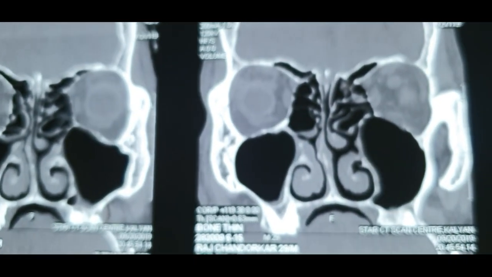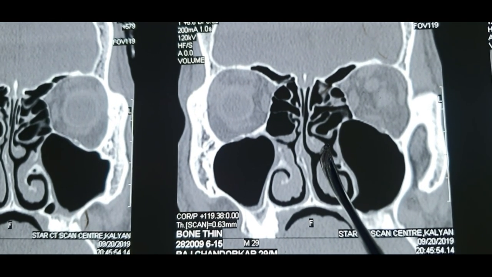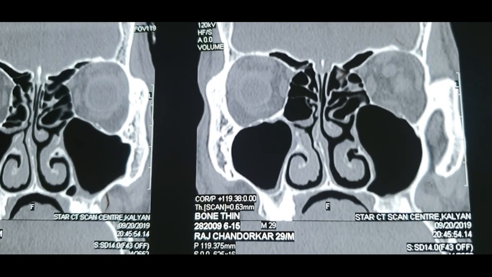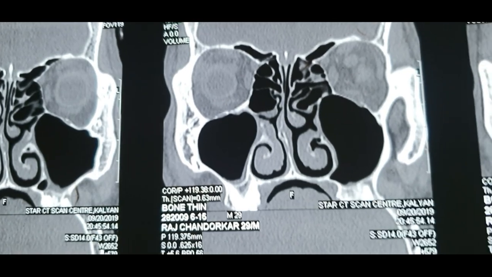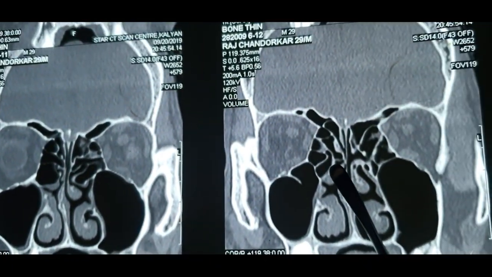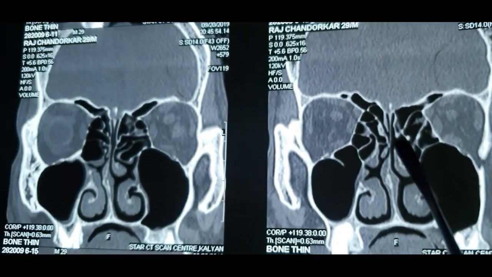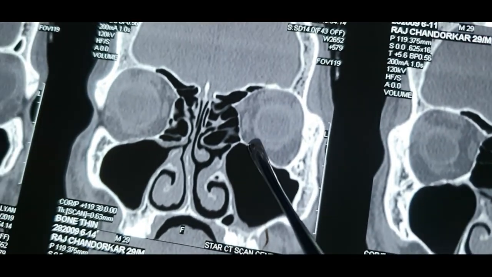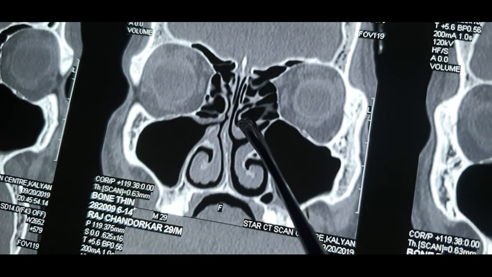So this was basically the anatomy of the middle turbinate with the three different parts and the three different attachments, on the basis of which you identify where exactly you are. So see the importance of knowing the anatomy on the CT scan. You know exactly where you are going. So this was all about the middle turbinate.